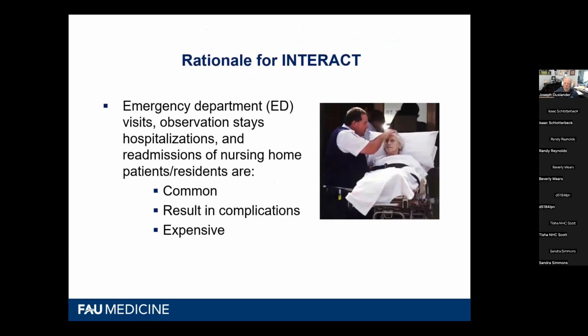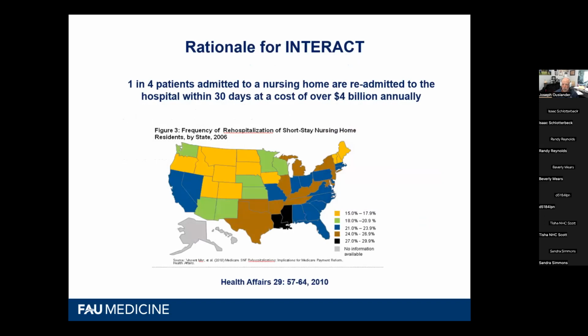So emergency department visits, transfers from the nursing home, observation stays, hospitalizations, and readmissions are common. We all know they result in complications and they're expensive. This is data from 2010, and it's maybe a little bit different now, but it's not dramatically different. And what this shows is the variability in hospital readmission rates across the country. So you could see it at this time.